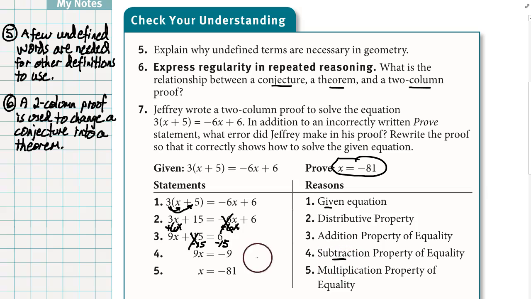Everything's good so far. Next step, he wanted to get the x alone, so to remove the coefficient requires dividing by the 9 on both sides. Negative 9 divided by 9 is not negative 81. There's the mistake. This is negative 1. And it's not multiplication, it is the division property of equality. So the proof is fixed.